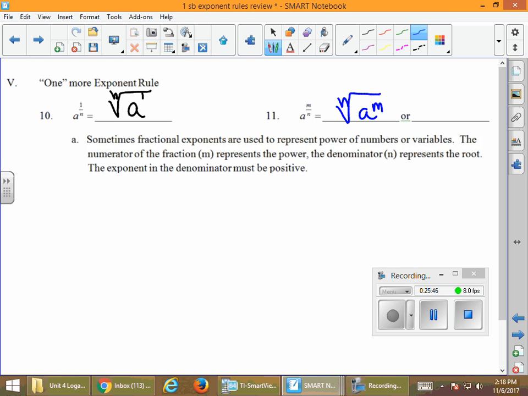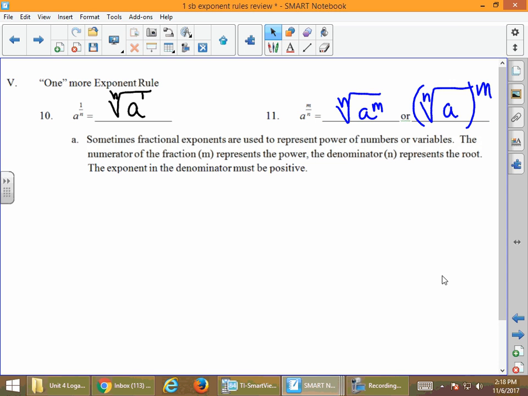But I put an or in there because if you're using a calculator, that first definition is fine. But if you're not using a calculator, it's still a and it's still n in the check mark part. But we can raise it to the m outside of there. And that second way, at least for me personally, I can do that without a calculator, which is why I choose to use that one. But it doesn't make any difference to me.